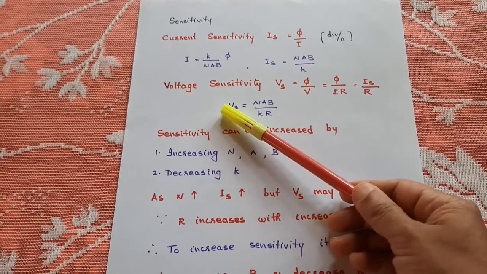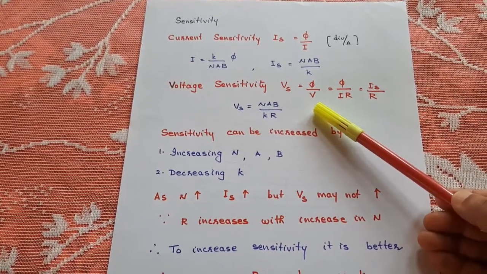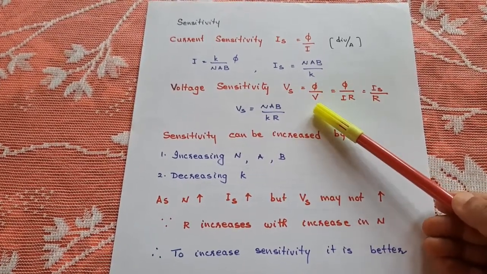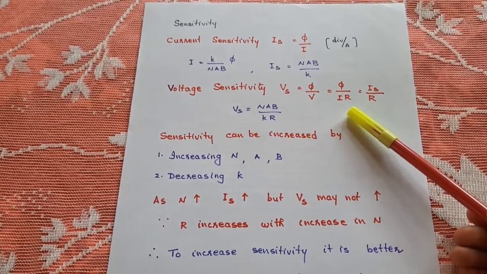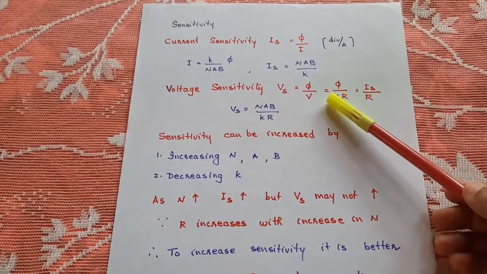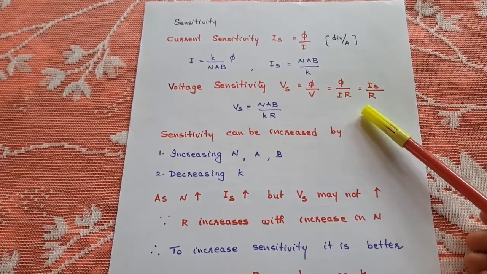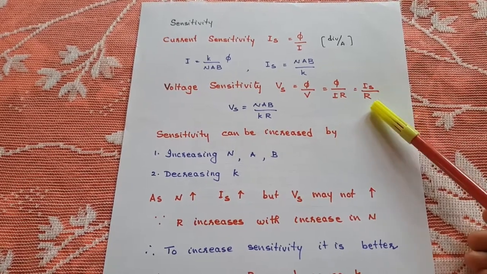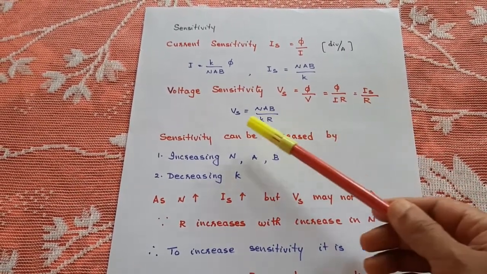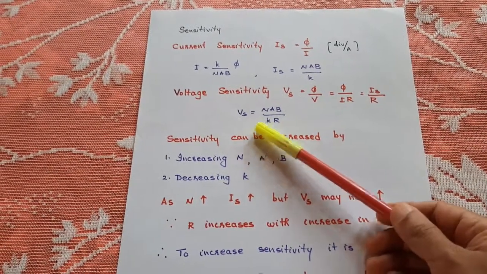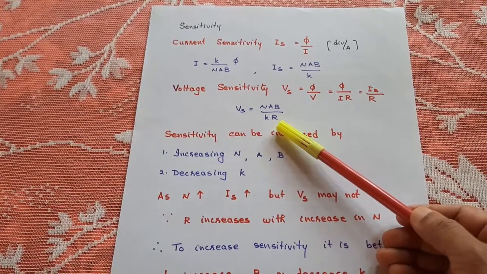Voltage sensitivity is defined as the deflection per unit voltage, phi by V. But V is equal to IR. Phi by I is the current sensitivity, so voltage sensitivity is equal to current sensitivity by R, or voltage sensitivity is equal to NAB by KR.